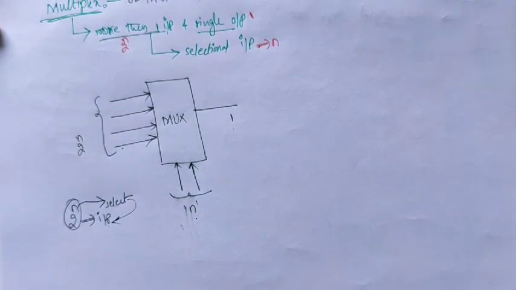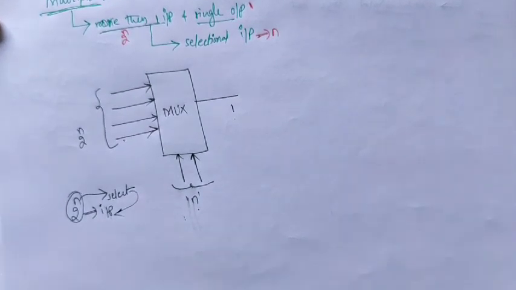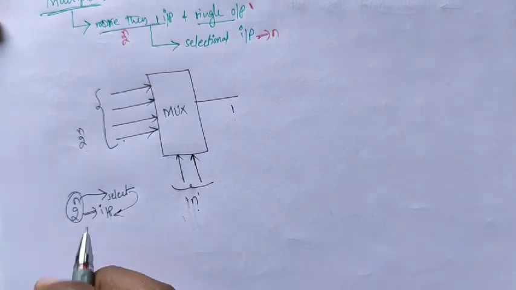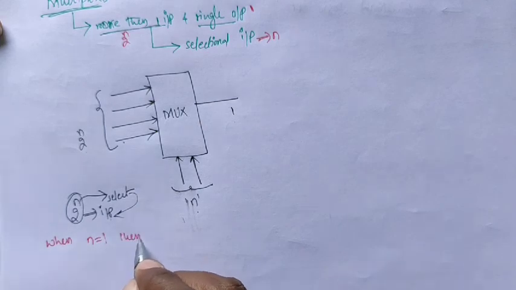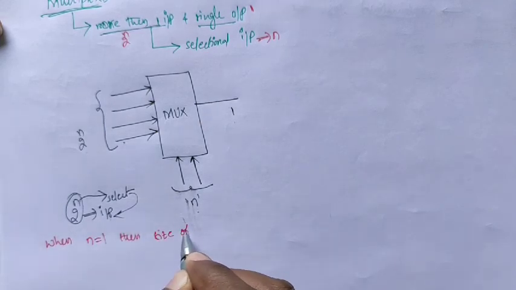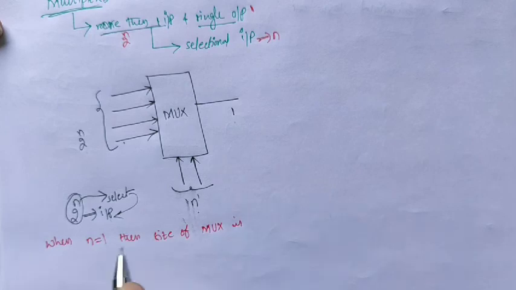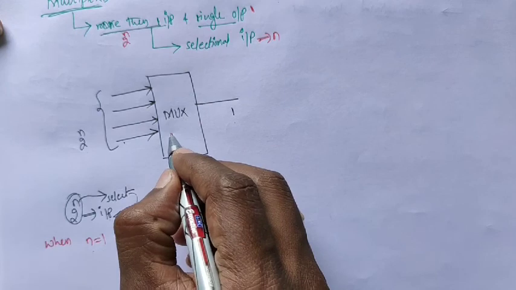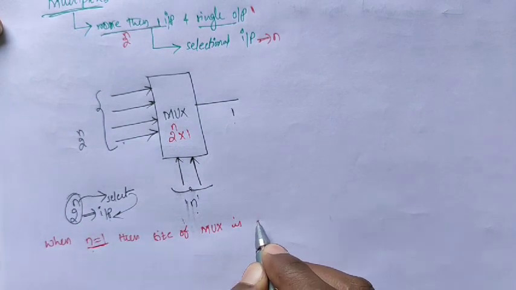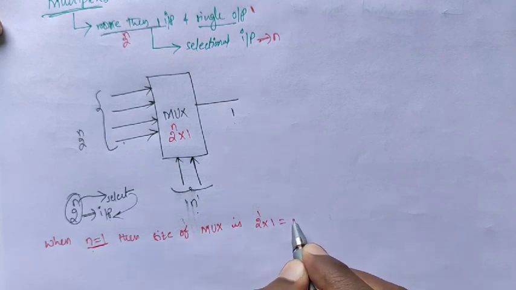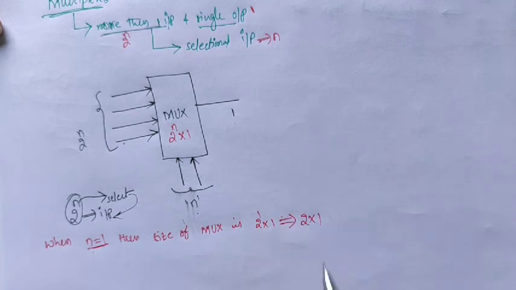Now the size of the multiplexer. How to define the size of the multiplexer? Suppose n is equal to 1. Then the size of the MUX is 2 to the power of n by 1. How many selection lines? N is equal to 1 means only 1 selection line. Then the size of the MUX is 2 to the power of 1 by 1. That means the size of the MUX is 2 by 1.